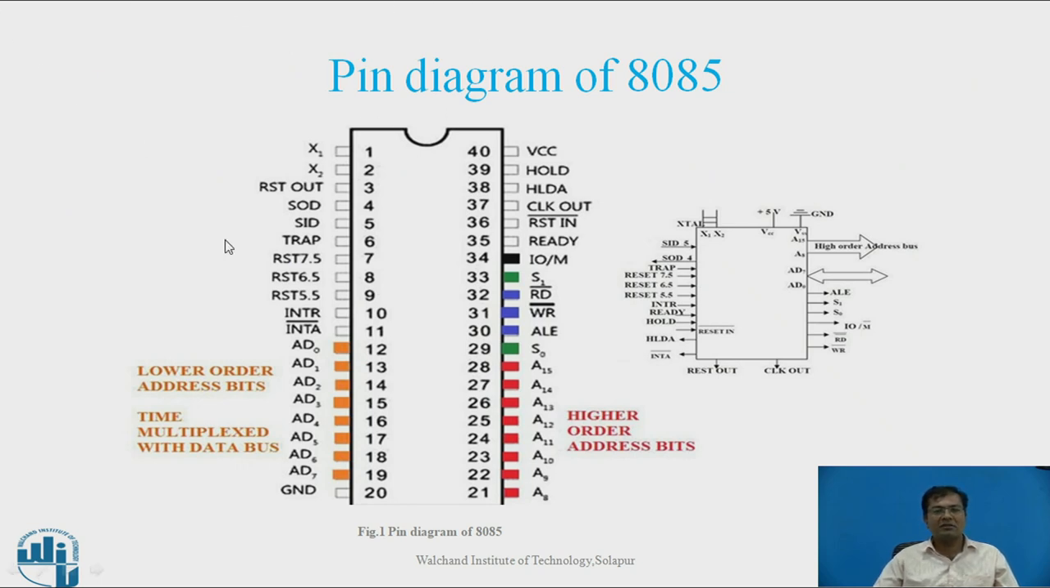Coming to the next diagram, the pin diagram of 8085. 8085 has a 40 pin IC. These pins are divided into different parts: low order address bits time multiplexed with data bytes, higher order address bits, and a few more pins. We'll go through them one by one in detail. This notch is kept to identify pin number 1. With respect to this notch, the left side topmost pin is pin number 1.